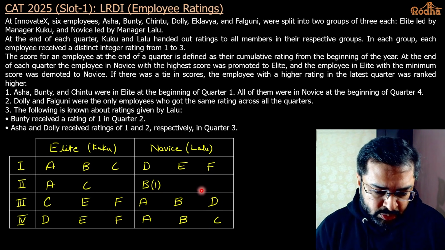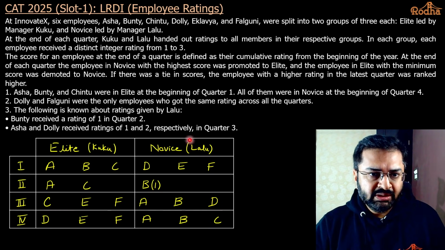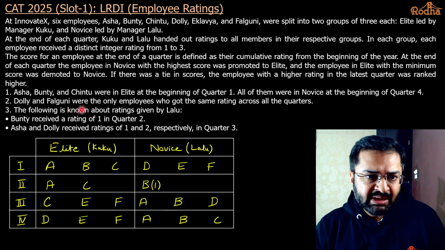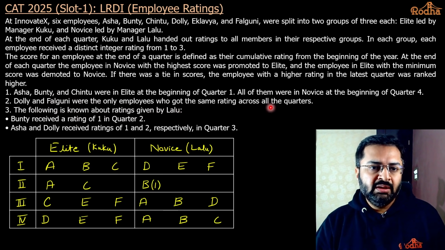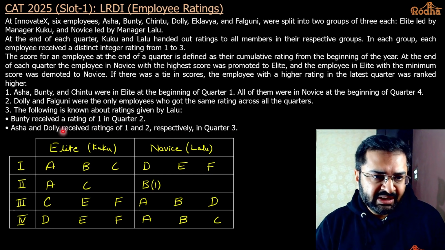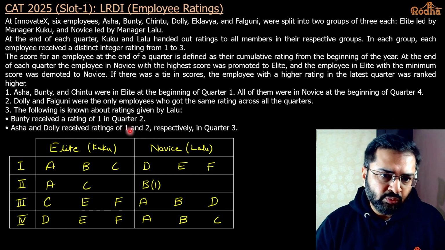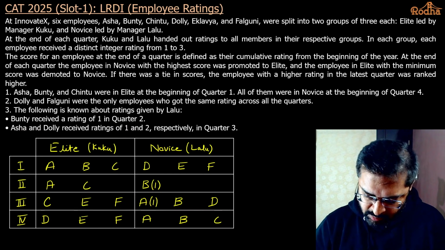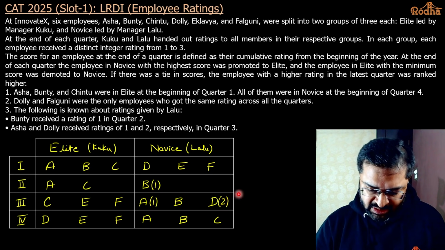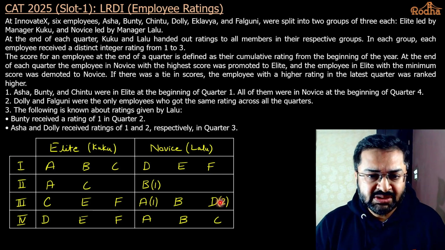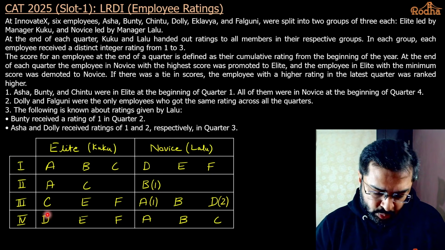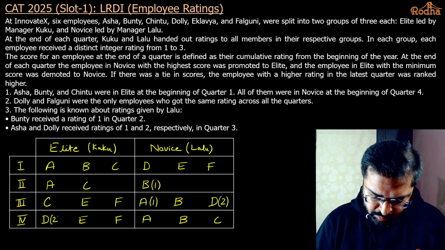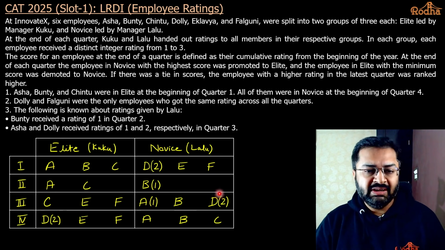And what we also know is that if you look at this, D and F were the only employees who got the same rating across. Okay. And we can write their ratings as well. A and D got 1 and 2. So this is 1 and this is 2. And what we can also write here is that since this is D 2 here, D would be 2 here as well. And D would be 2 here as well. Right? It has to be like that.